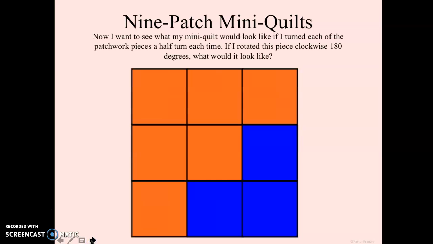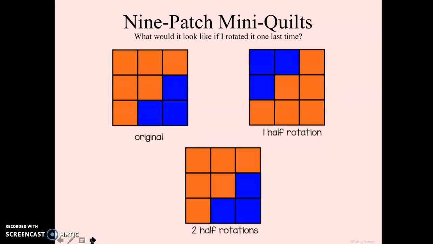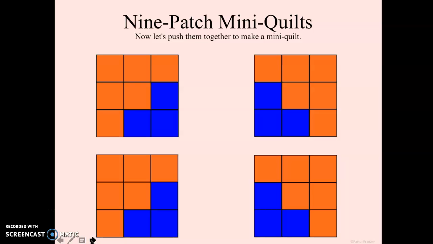Now I want to see what my mini quilt would look like if I turned each of the patchwork pieces a half turn each time. If I rotated this piece clockwise 180 degrees, what would it look like? 1 rotation. What if I did it again? 2 rotations. 3 half rotations. Now let's push them together.